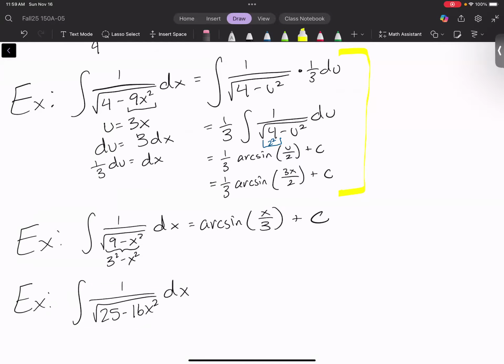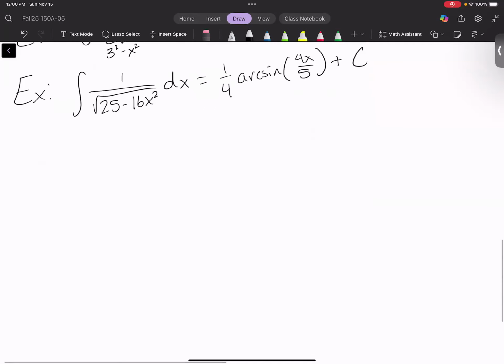Okay, hopefully you paused. So I'm just going to put the answer here. It's very, very similar to this example I just did, just the numbers are slightly different, right? So if you follow the steps that we did in that example, you'll be okay. So what we end up with is 1/4 arc sine of 4x divided by 5 plus c. Okay. So that's a whole bunch of arc sine.